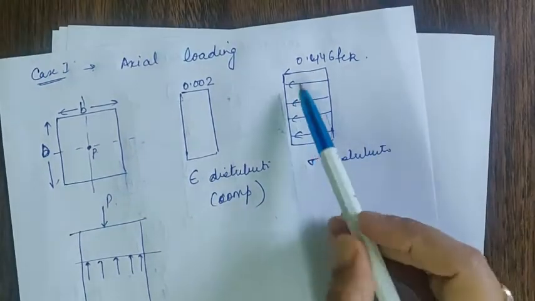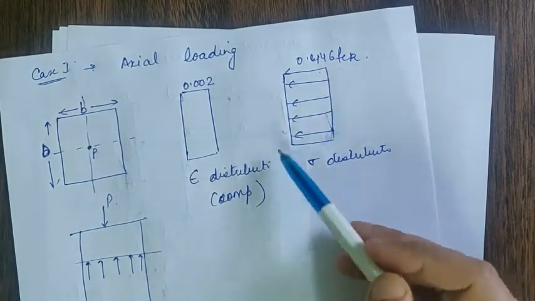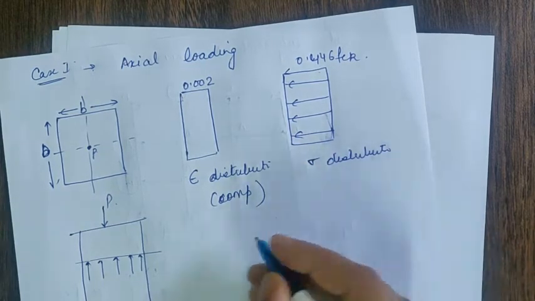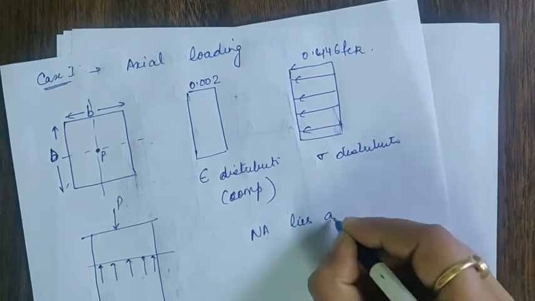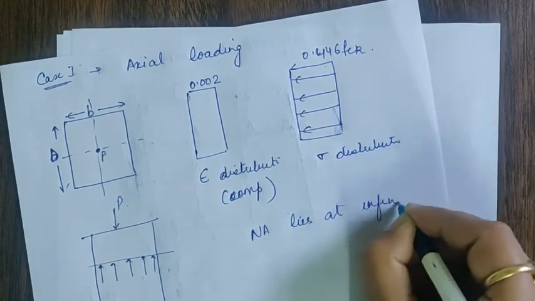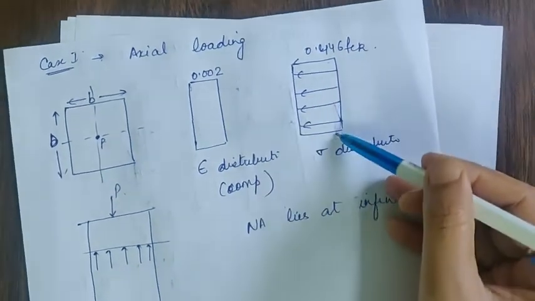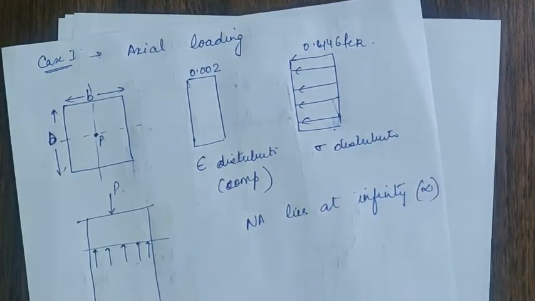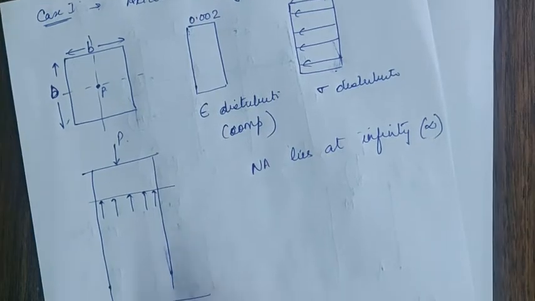Neutral axis is the point where compression gets changed into tension, and we have a zero net compression or net tension is zero. So we can say that the neutral axis lies at infinity. In this case, that is infinity, because the whole of the thing is compressive, so there is no neutral axis in this. The neutral axis must be lying in the infinity region.